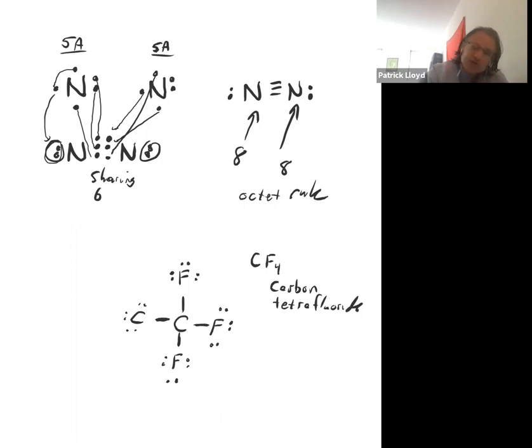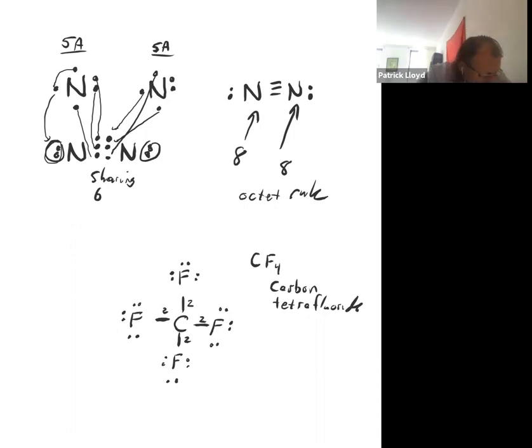Let's analyze the structure here. This carbon is sharing electrons with this fluorine, so there's 2. It's sharing electrons with the other fluorine on the right side, so there's 2. It's sharing electrons with this fluorine down at the bottom, so that's 2. And it's, oops, sorry, that's a terrible typo. Put a carbon over there. And it's sharing 2 electrons with this fluorine on the left side. So that's a total of 8 electrons, right? That carbon now has 8.